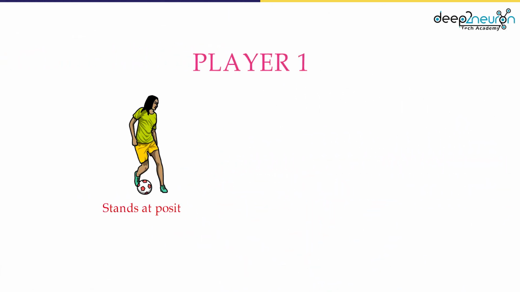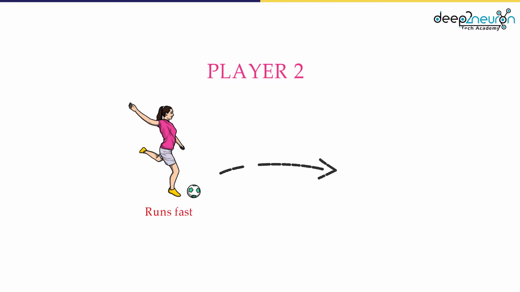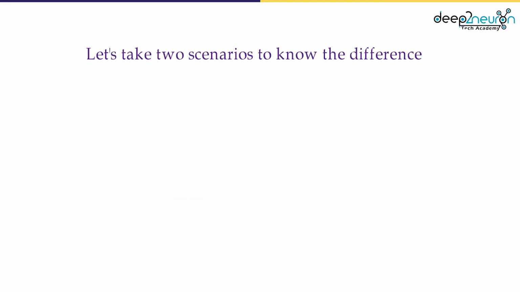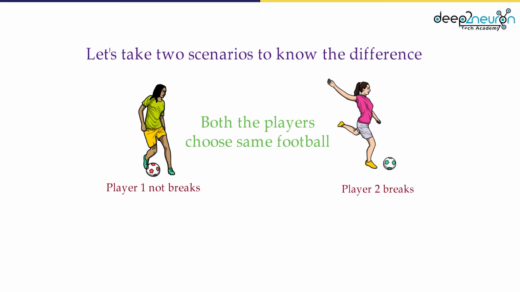Player 1 stands in a place and throws the football. The ball hits the glass but it doesn't break. Player 2 runs fast and throws the football at the glass. The glass breaks. Let's take these two scenarios to know the difference. Both the players were using the same football. Player 2 breaks the glass but player 1 does not break the glass.